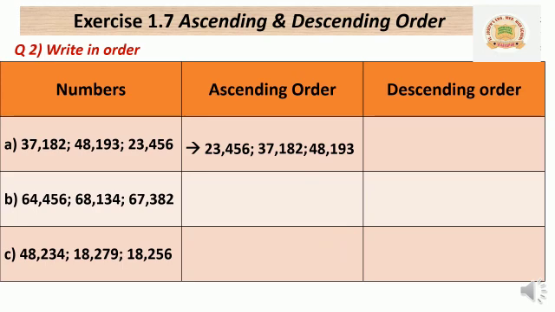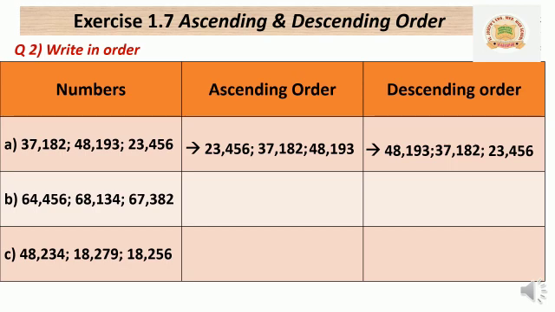Now descending order is the opposite of this. Which number do we have to write first? The bigger number, which is 48,193. Next to this, smaller, is 37,182. The least number is 23,456. This is the method to write the descending order.